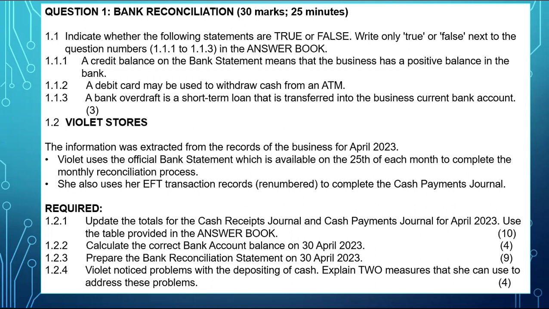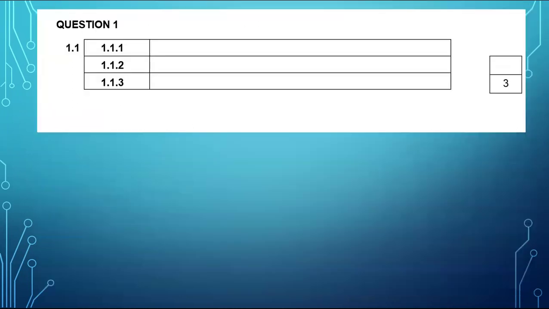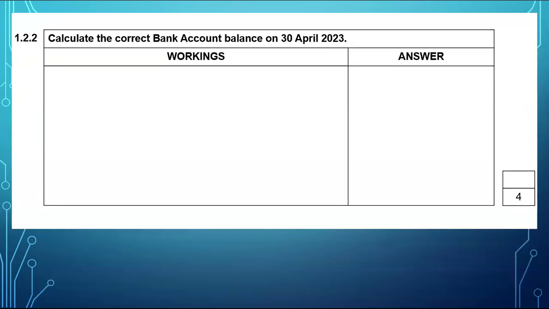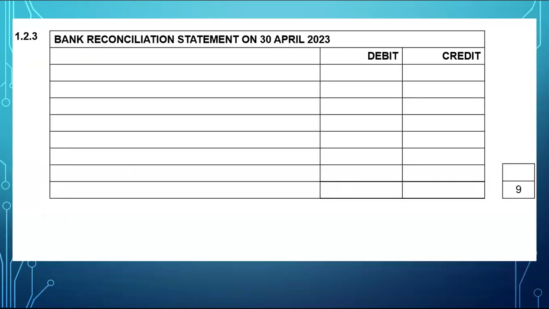So number 1.1.3 is false. 1.1.2 is also true, and 1.1.1 is true. We are also required to prepare cash journals, which is your cash receipts as well as your cash payments. We also require to calculate the balance in the bank. Lastly, we need to prepare the bank reconciliation statement.